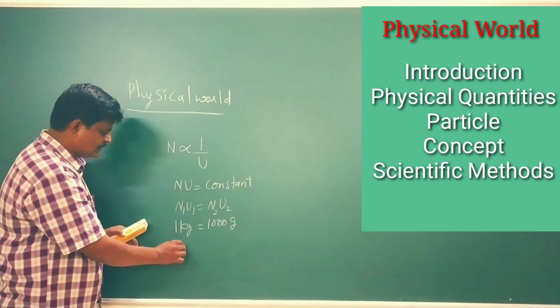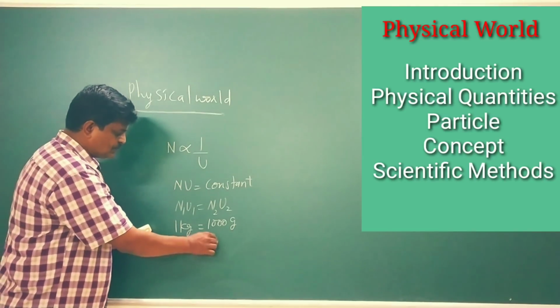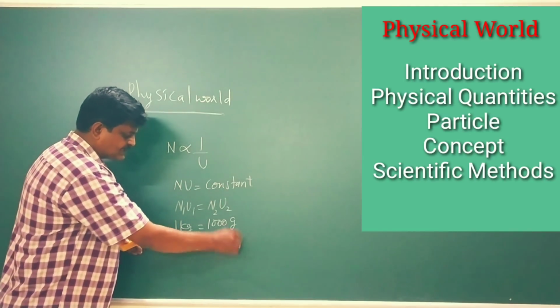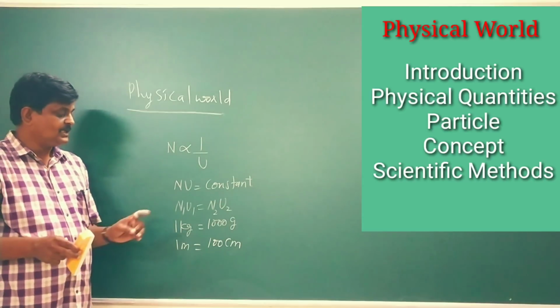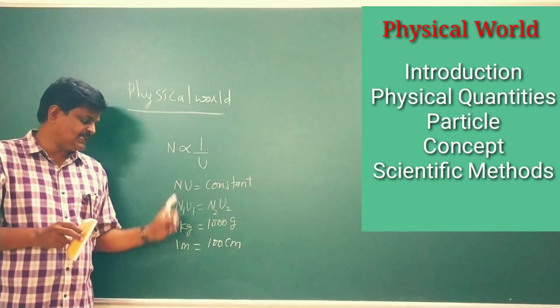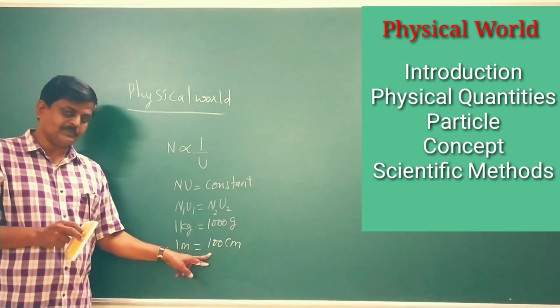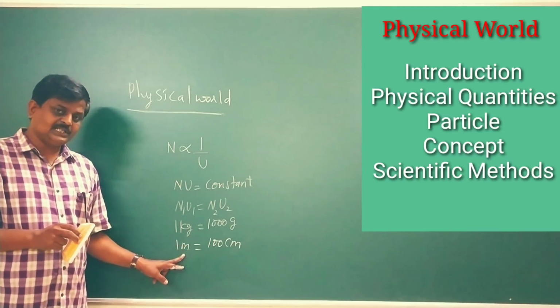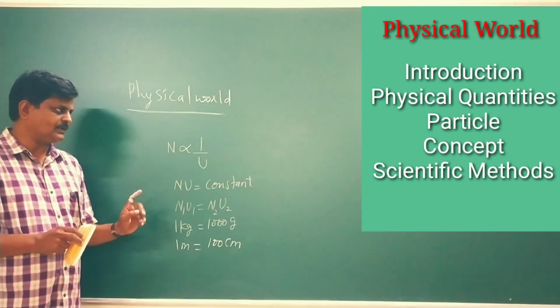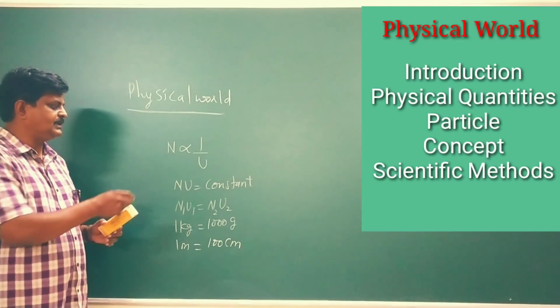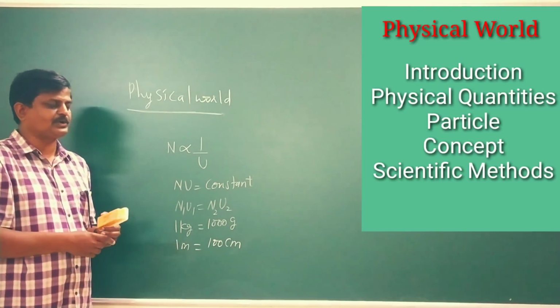For example, 1 meter is equal to how many centimeters? 100 centimeters. Just see, is it not the same idea being illustrated here? That is, centimeter being smaller, the number is large. Meter is large, the number is small. So let us revamp the basics one more time.